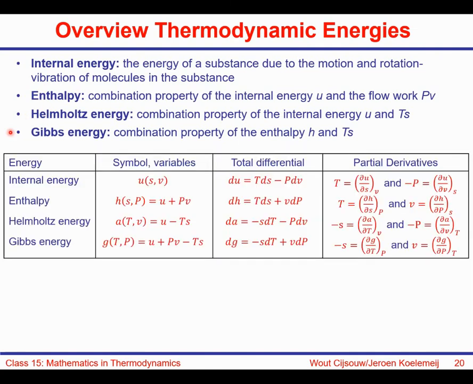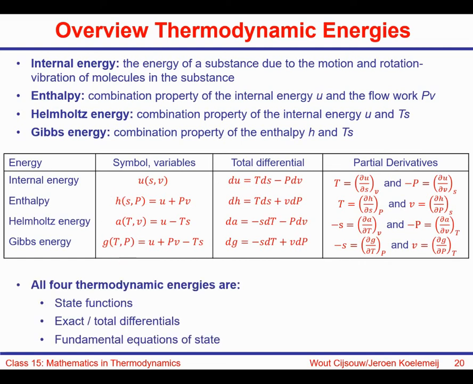Okay, so we saw 4 different thermodynamic energies: internal energy, enthalpy, and now also Helmholtz energy and Gibbs energy. These are the expressions that we came across. Each energy has its associated total differential. We saw these special partial derivatives, which are basically, together with this expression here, an embodiment of the state postulate. And we saw why these things are called fundamental thermodynamic relations. And of course, all these 4 thermodynamic energies are state functions. They are exact or total differentials, and they can be regarded as equations of state, which are very fundamental.